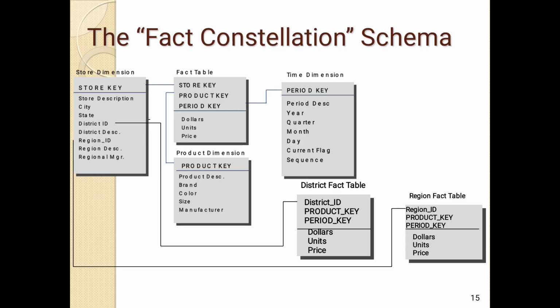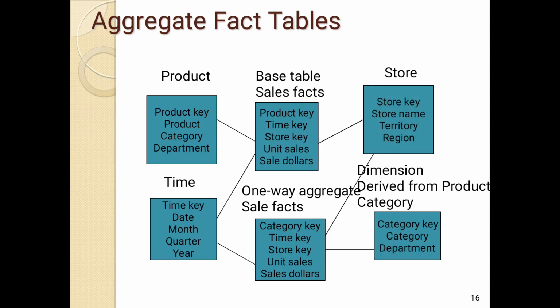Okay, in time dimensions we are having a period, year, quarter. So district fact table and regional fact table. So aggregate fact tables, so the product base table, sales fact, store, time, it's a one way sales fact. So you see aggregate fact tables, right? Base table, sales fact. So we are having product key, time key, store key, so unit sales and sales in dollars. That means how much profit we are getting.